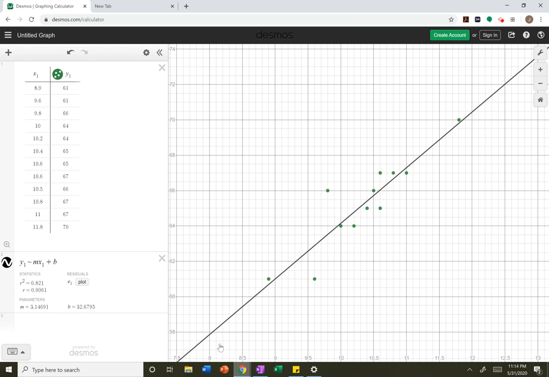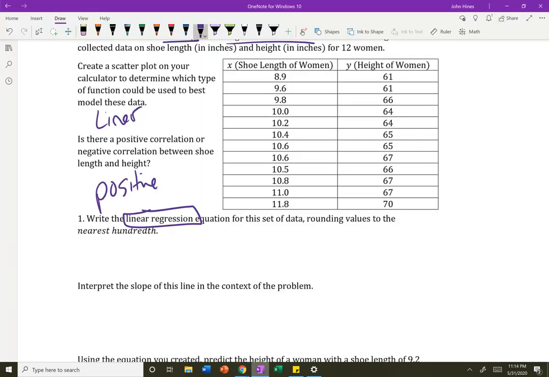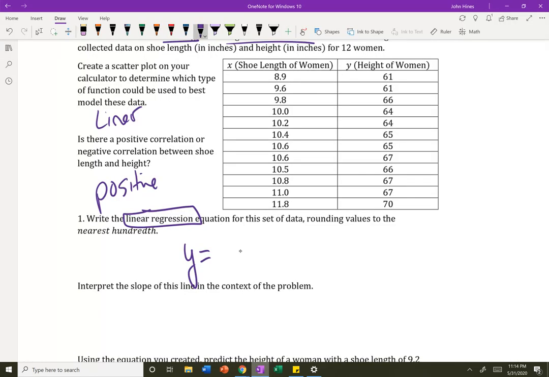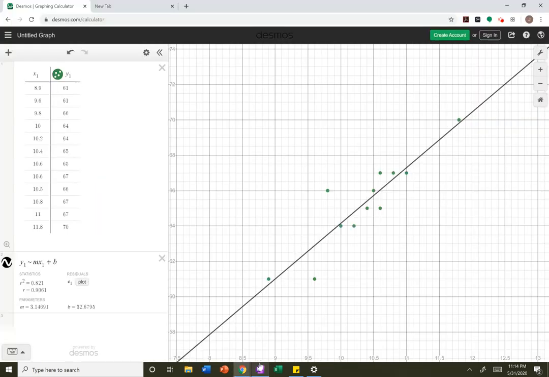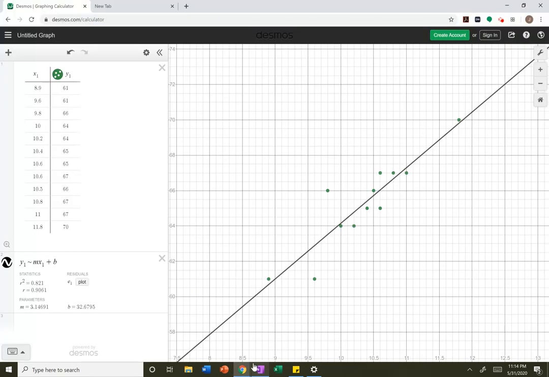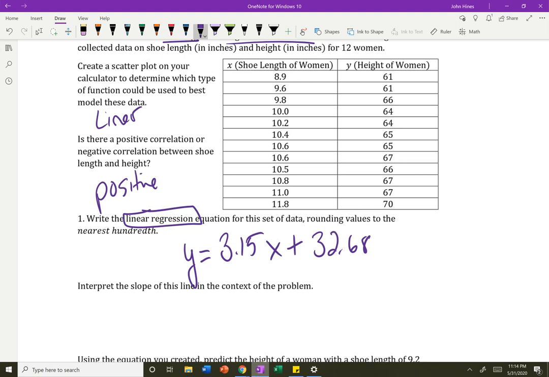So let's write those down. The equation is y equals mx plus b. Y equals 3.15x plus, what's the b value? 32.68. So how did I get that? I plug those numbers in for y equals mx plus b. That's your slope, and that's your y-intercept.